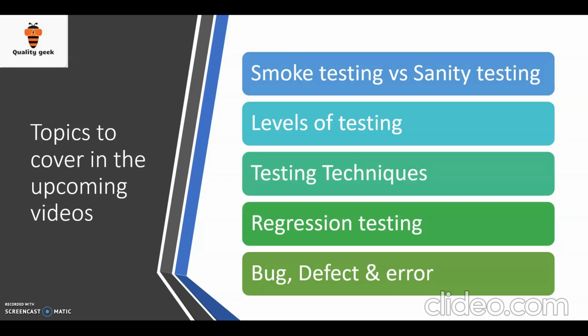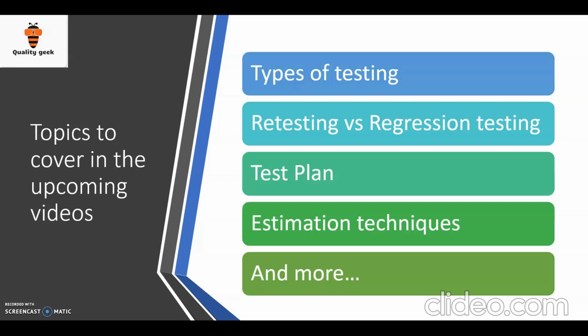Typically, people have a confusion between these two. We also have levels of testing techniques, regression testing, and then we'll have discussions on bug, defect, and error. Then comes types of testing, retesting versus regression testing. Typically people have doubts between these two, so we'll discuss both definitions separately, and then discuss the difference between these two. And then comes the test plan, estimation techniques, and more on manual testing concepts.